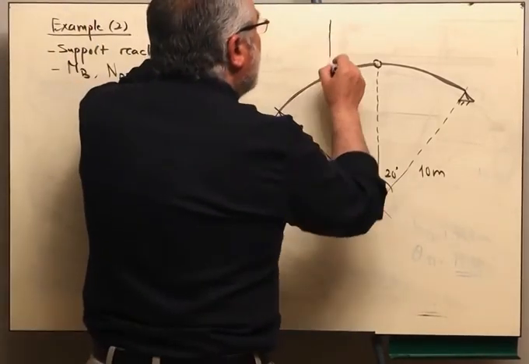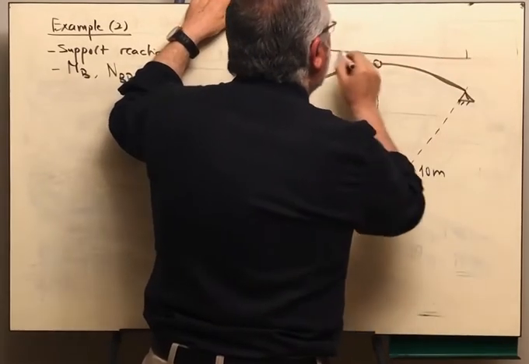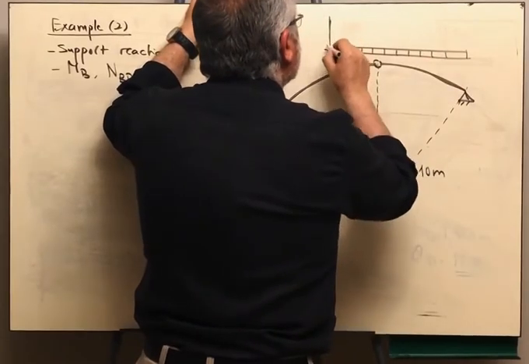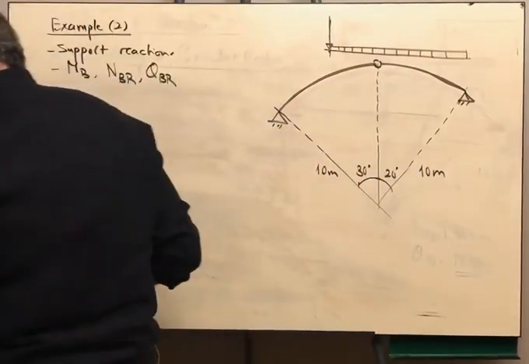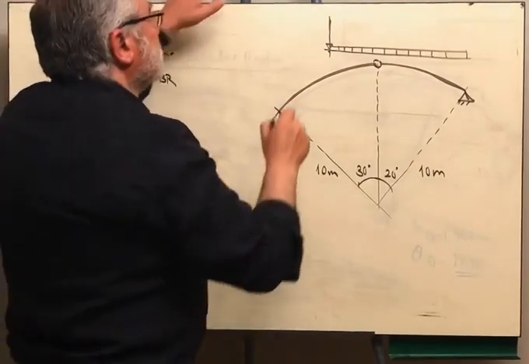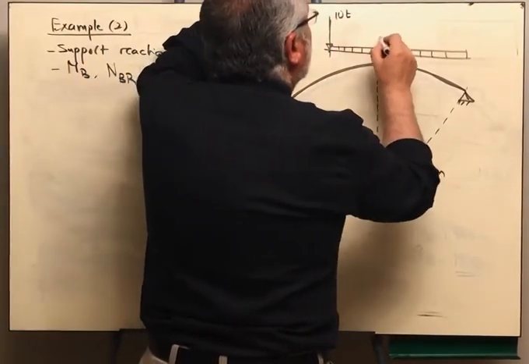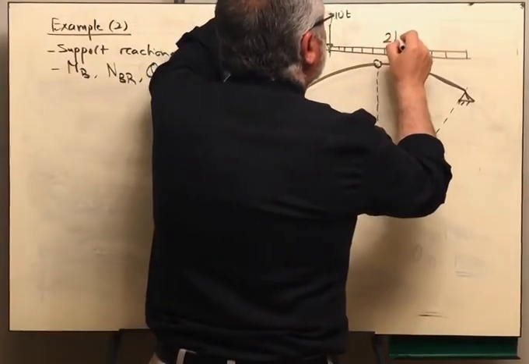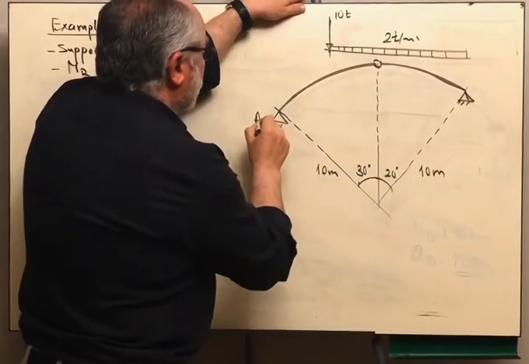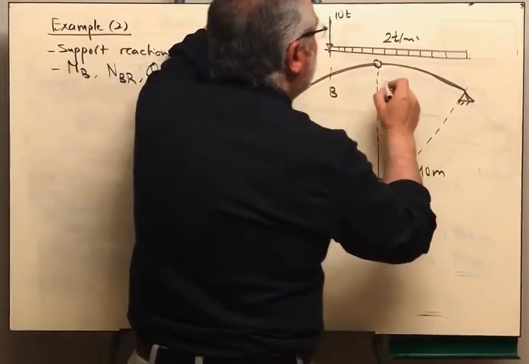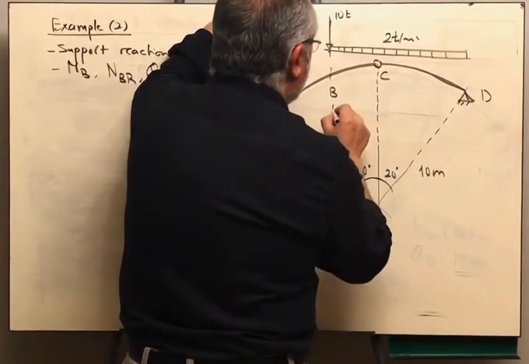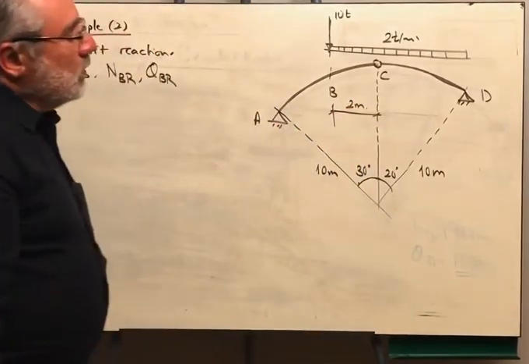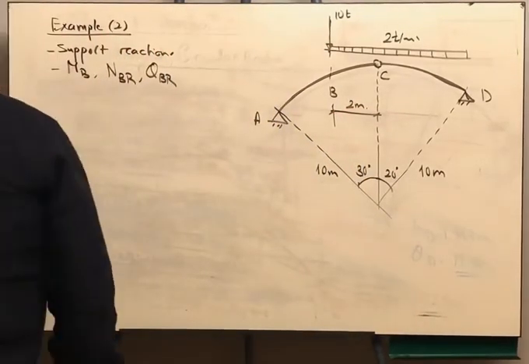This is a little bit of a lengthy problem in calculating the support reactions. We are having a distributed load here. This value is 10 ton. And this is 2 ton per meter. This is point A, point B, C, and D. And this value here is 2 meters. How are we going to solve this problem? Take care.